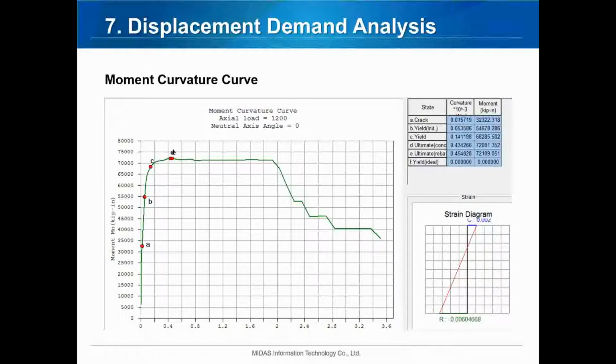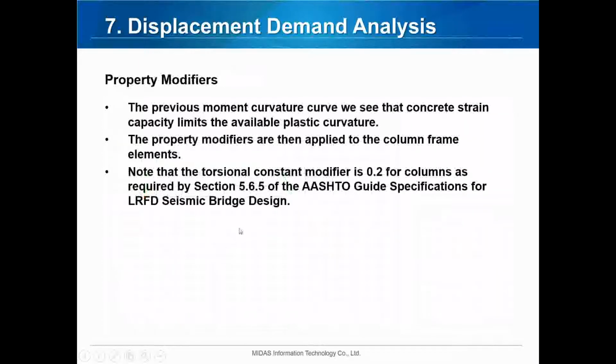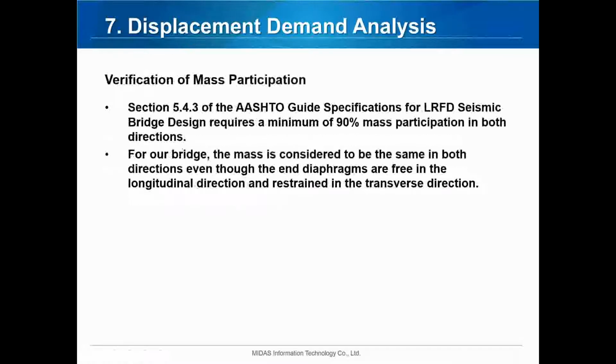So you can see over here the moment curvature for our column based on our actual load of 1200 kips. Again, this was based on going back and forth between Midas Civil and the section designer. We were able to put in our property modifiers from the previous moment curvature that we just looked at. Also, I wanted to note here that the torsional constant modifier set by the AASHTO guide spec is 1.2 for the columns, so that's what we used on our model.